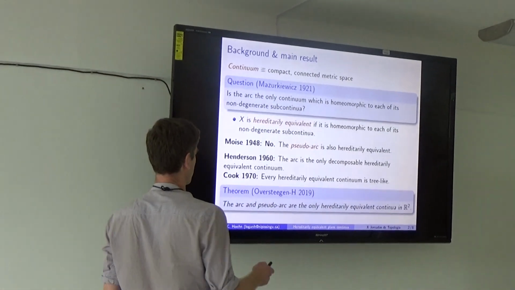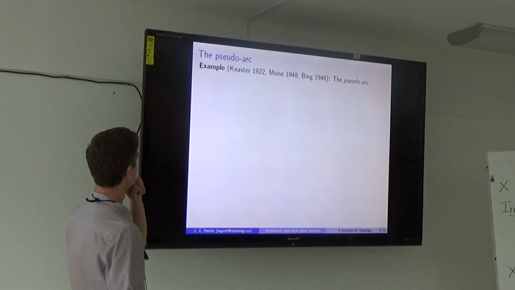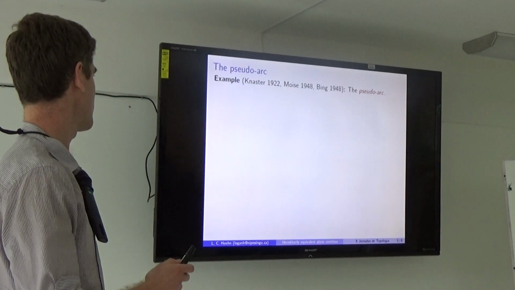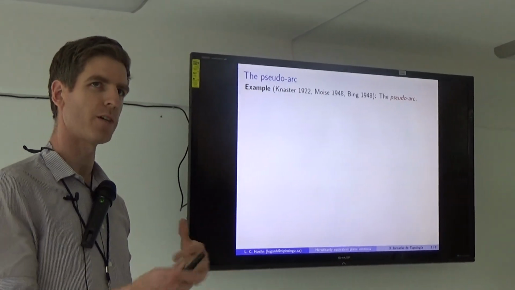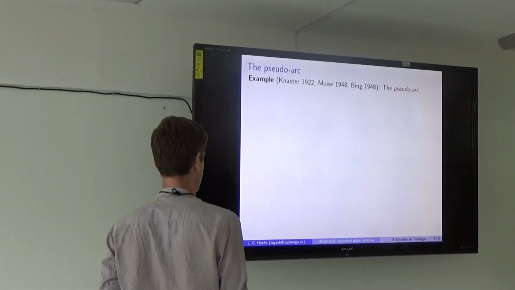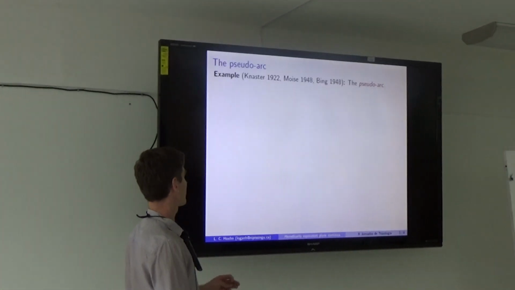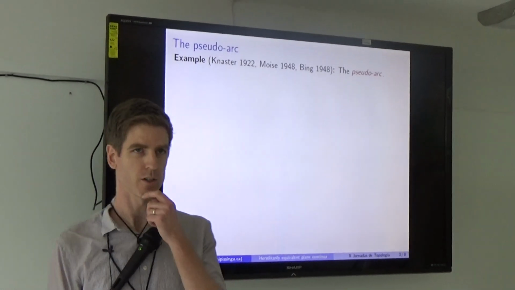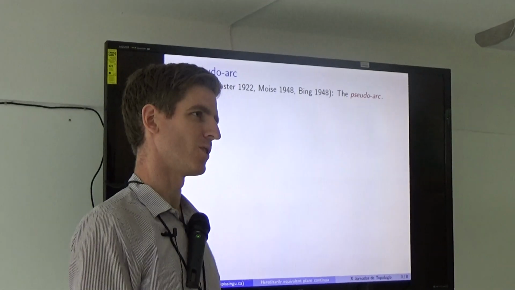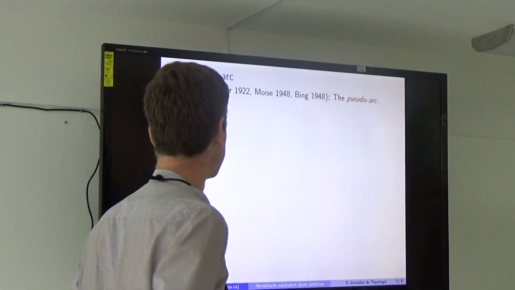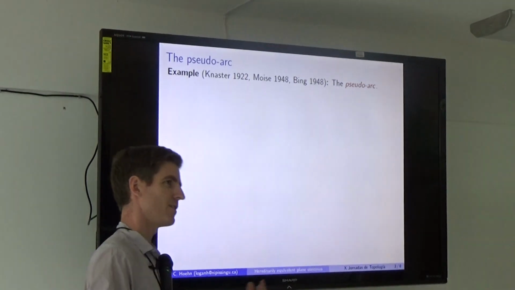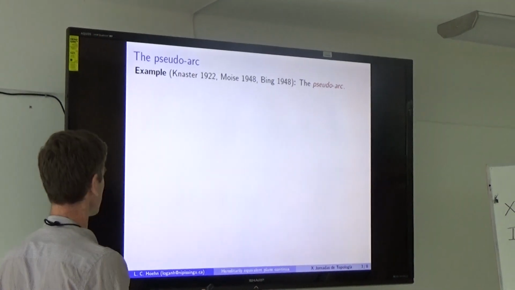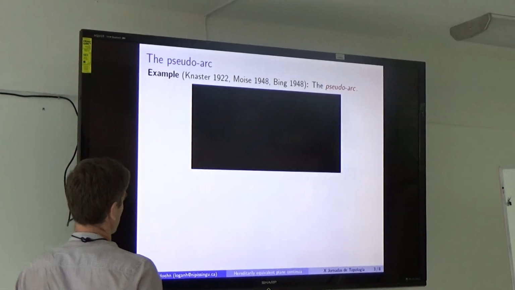Okay, so what is the pseudo-arc? The pseudo-arc is a famous example in continuum theory, very well known. It was discovered actually independently by three different people. Knaster way back in 1922, then Moise and Bing in 1948, and all three of those discoveries were for different reasons. They were constructing a space that they did not see at that time was the same space. They were just producing examples of this phenomenon. So here's what this construction looks like.